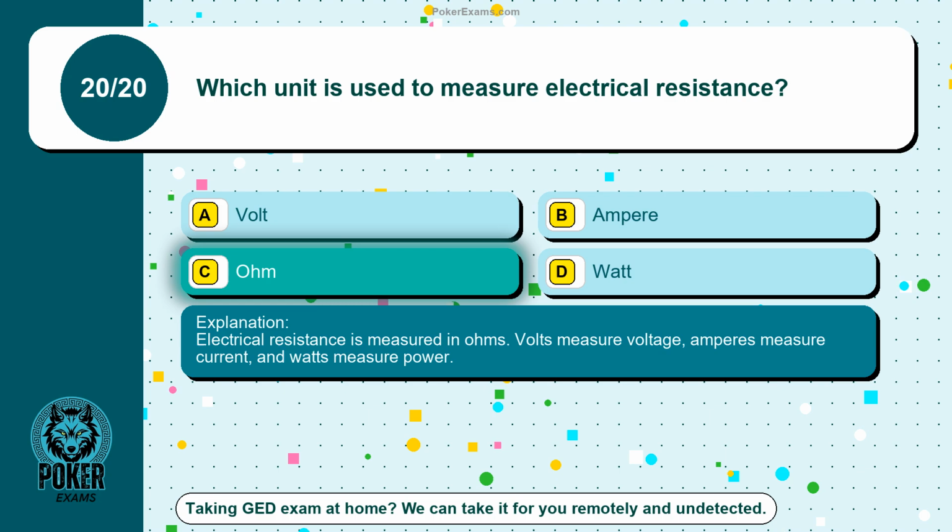Electrical resistance is measured in ohms. Volts measure voltage, amperes measure current, and watts measure power.